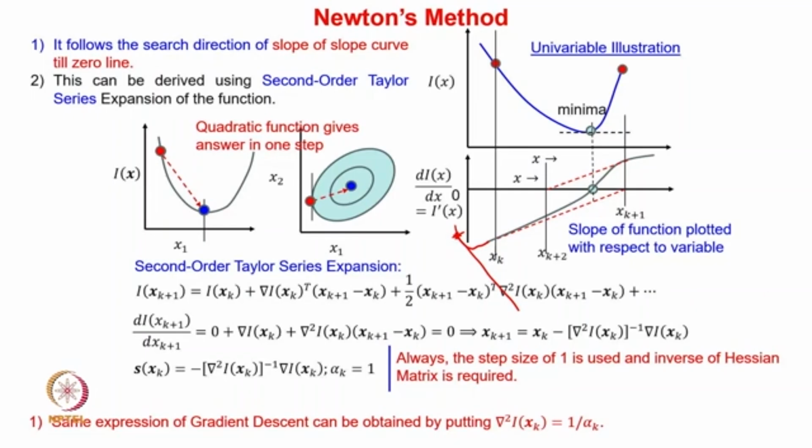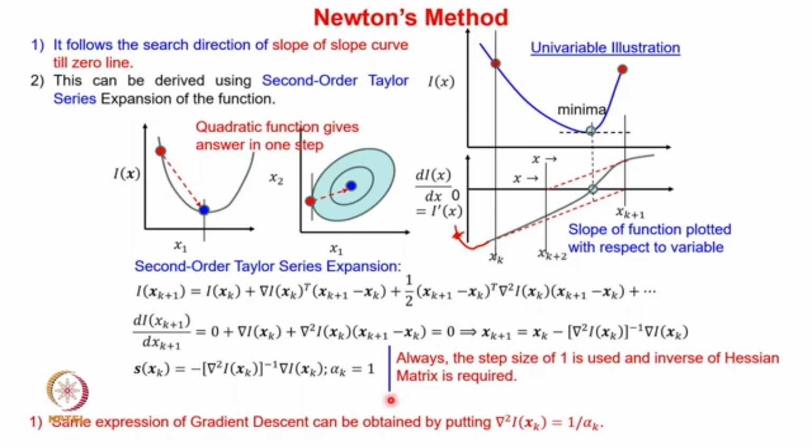So now in this particular case, this is the Hessian matrix we are having. ∇²I(xk) is nothing but the Hessian matrix, so it comprises second order derivative terms. ∇I(xk) is the gradient matrix, so this involves the first order derivatives, isn't it?